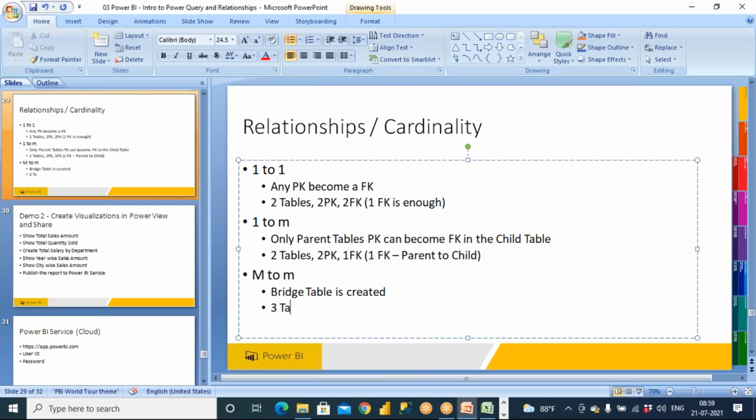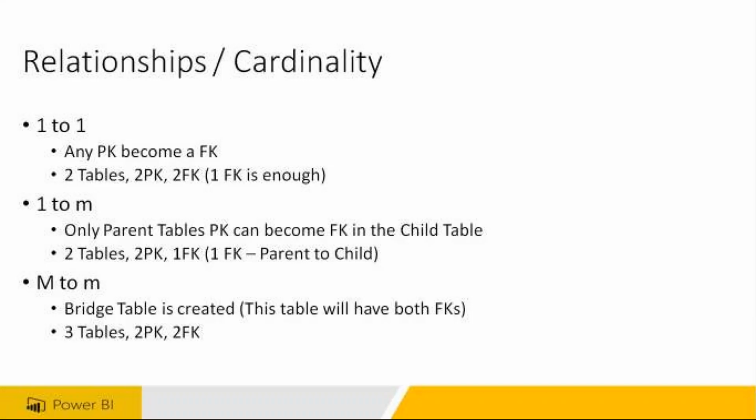And how many tables in total? Earlier, two tables, now three tables. Two primary keys and two foreign keys. Where are the foreign keys? In the bridge table. The bridge table is created and it will have both foreign keys. That is the moral of the story. Clear? So whenever you're studying relationships, you need to study one to one, one to many, if you reverse it, many to one, and many to many.